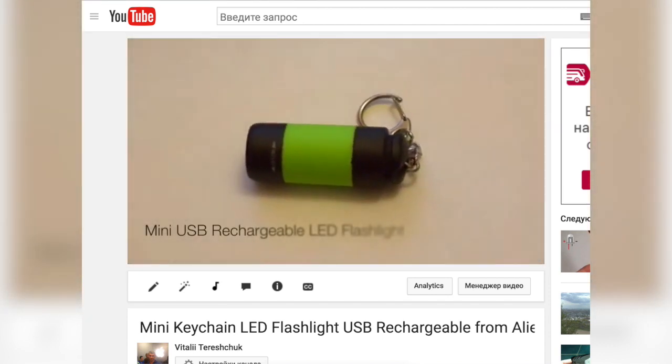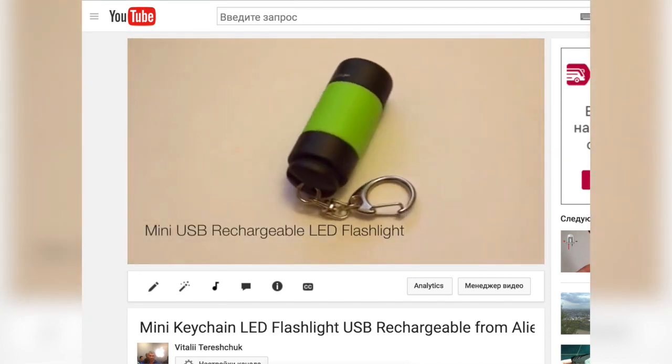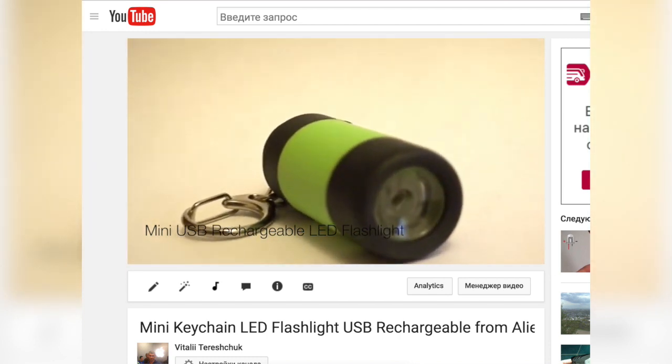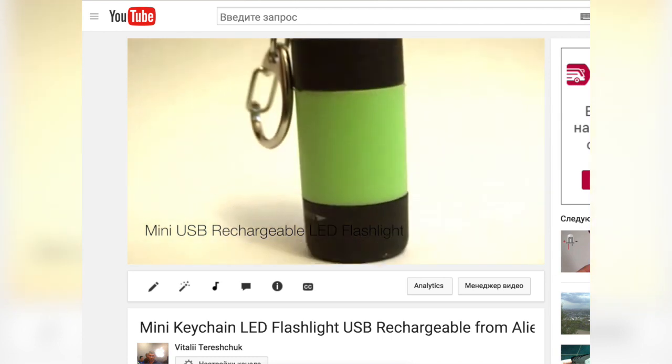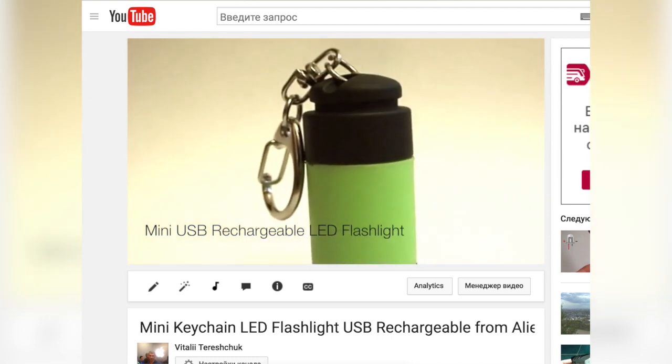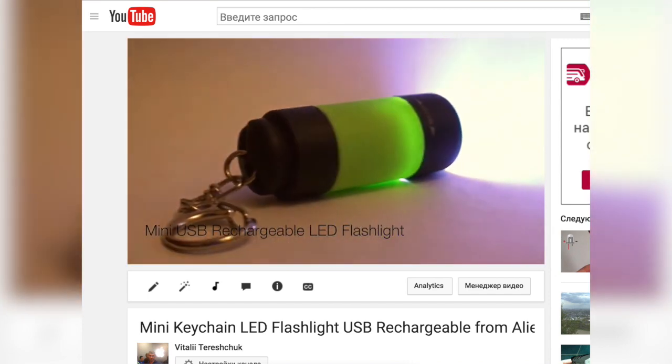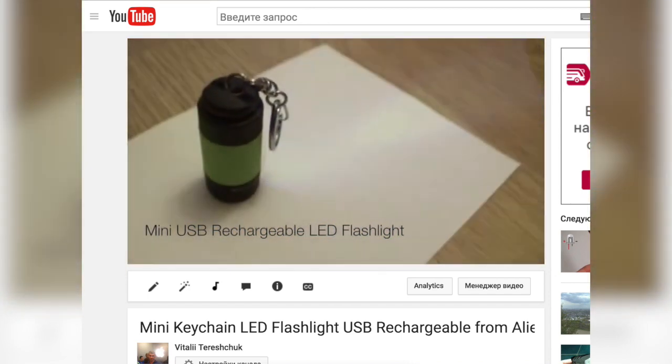You probably remember my video about the mini keychain flashlight. I received a question about how to fix the charging issue of the flashlight. Yes, the current solution is not perfect, but you should see that.